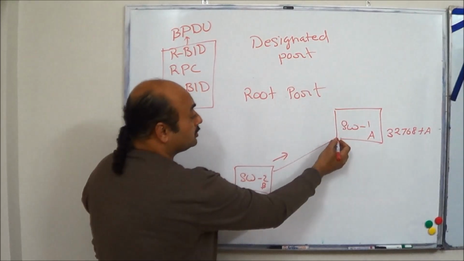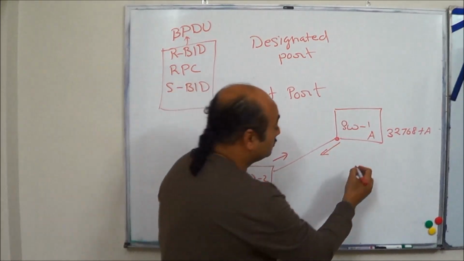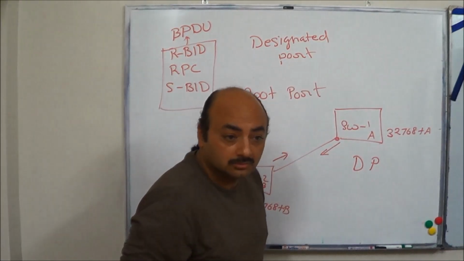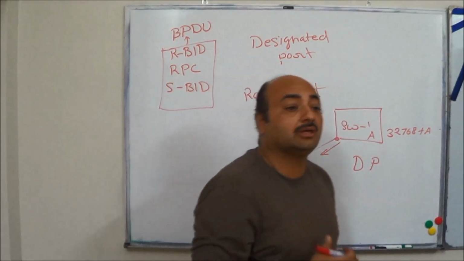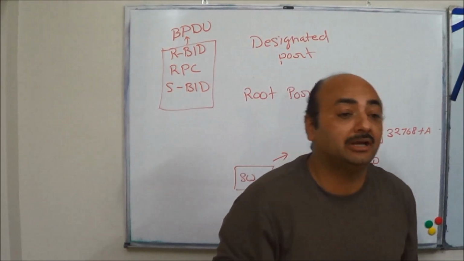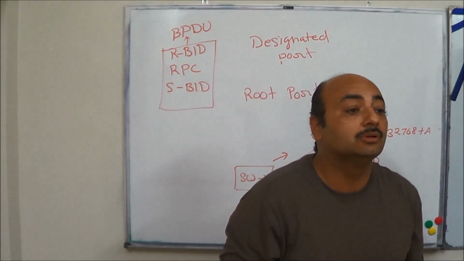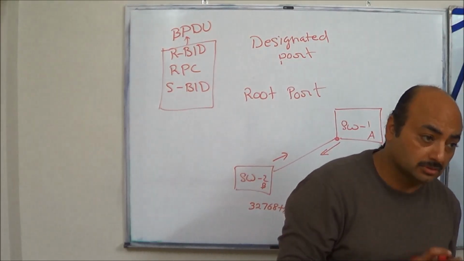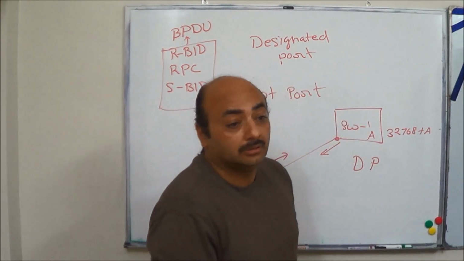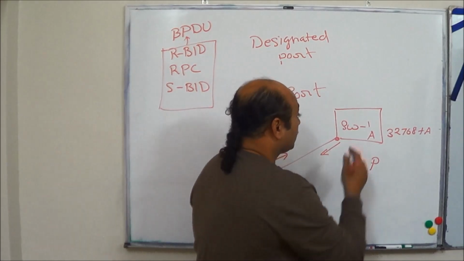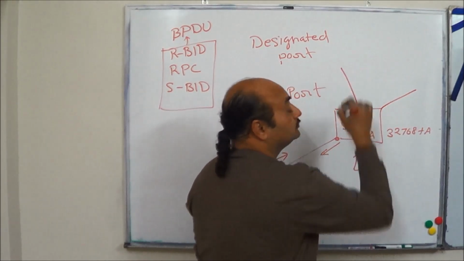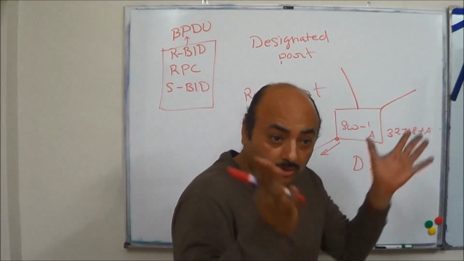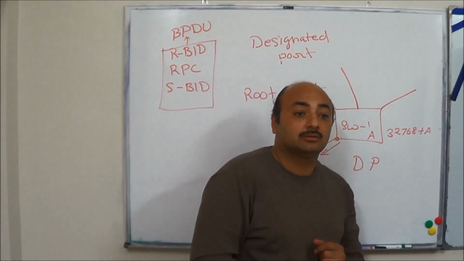So this particular port becomes the designated port. So we can say the BPDUs are always sent out of the designated ports. Is this clear? Now if there are multiple ports on the root bridge, it will be sending out on all the ports. You get the point or not?